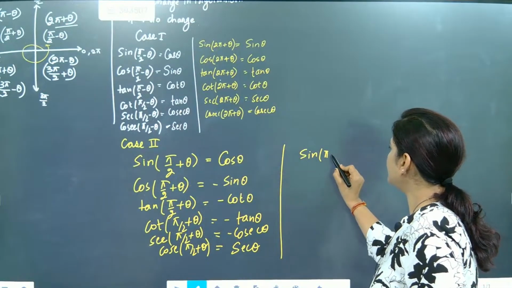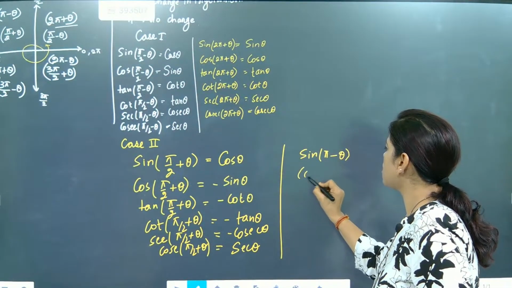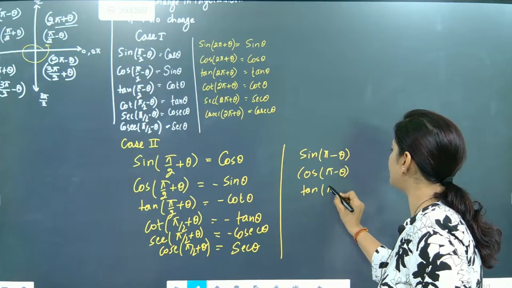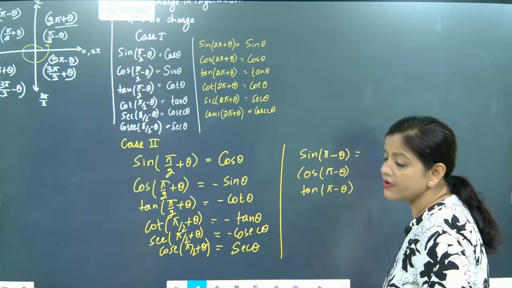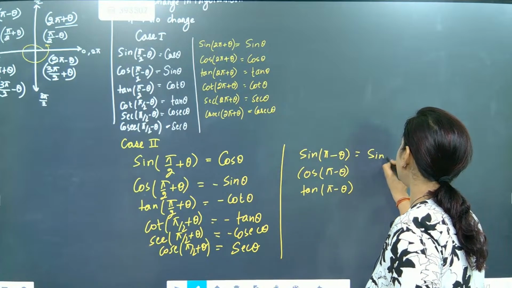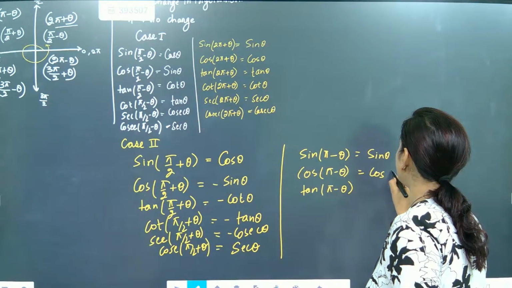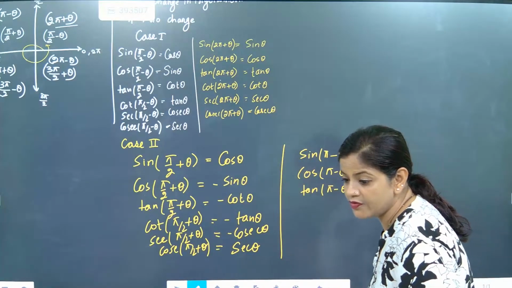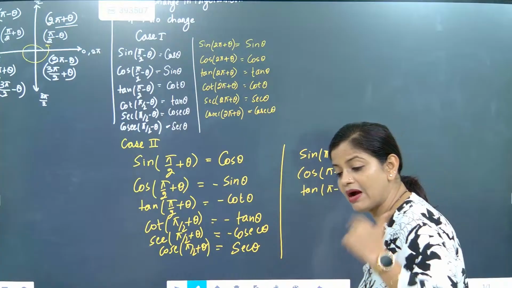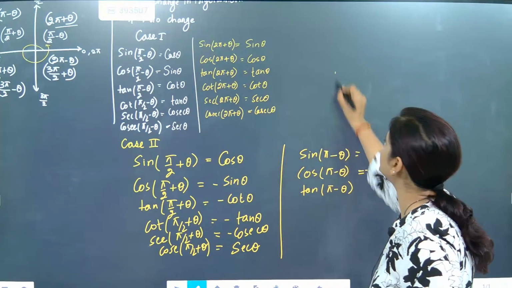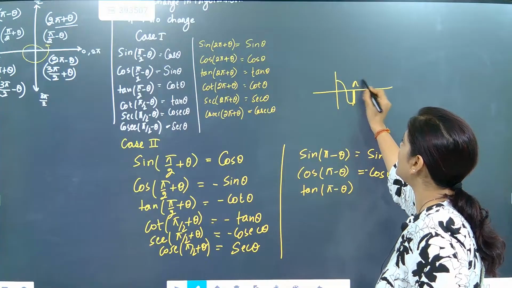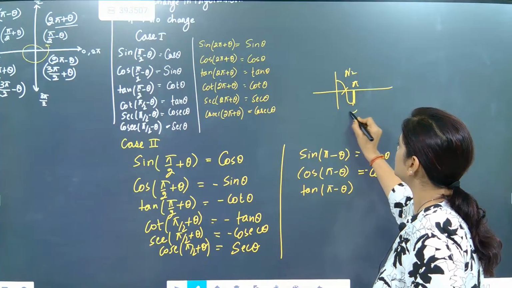Now look here, sine it will become pi minus theta, cos it will become pi minus theta, tan, what is the value for it? So we know sine will give itself, that is even value is there. So sine theta will come. Cos will give you minus, because it is exactly going pi minus theta. Pi minus theta means the moment you are going to this region, it is exactly pi and this is pi by 2. So you are going this side.